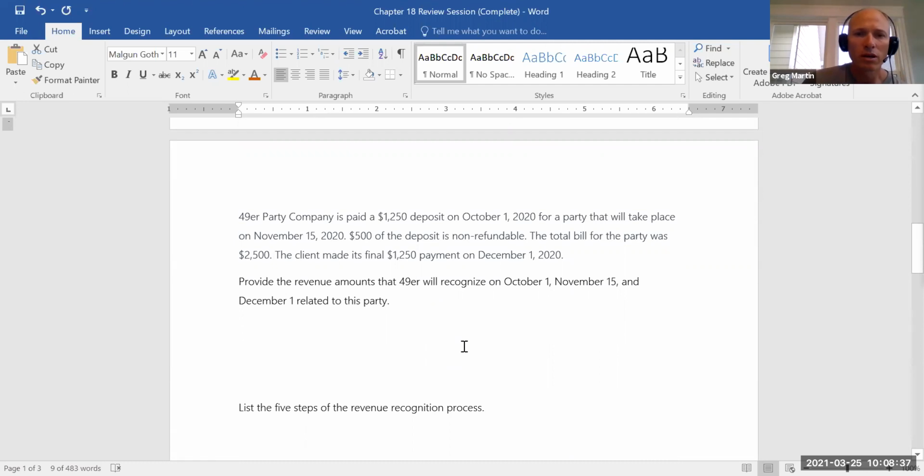49er Company is paid a $1,250 deposit on October 1st, 2020 for a party that will take place on November 15th, 2020. 500 of the deposit is non-refundable. The total bill for the party was $2,500, and the client made the final payment of $1,250 on December 1st. Provide the revenue amounts that 49er will recognize on October 1st, 15th, and December 1st related to this party.